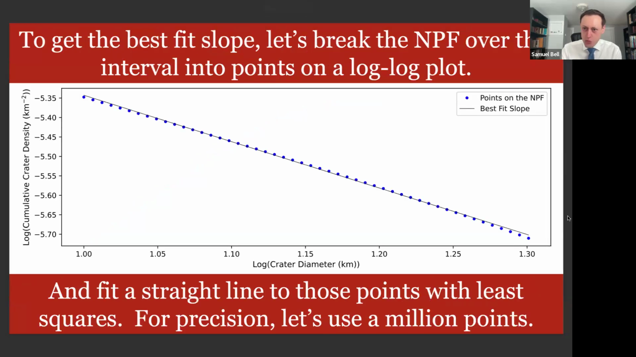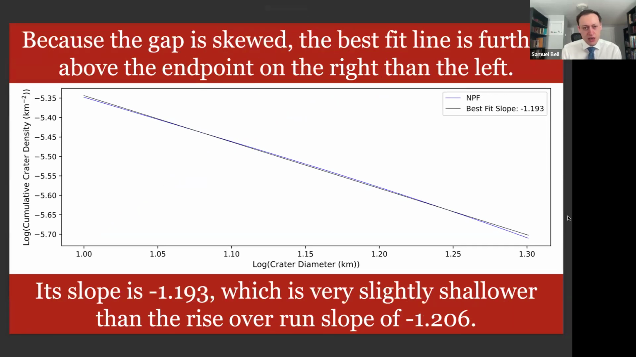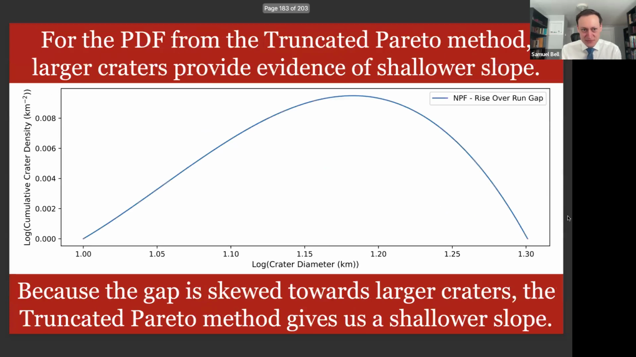To get the best fit slope, let's break the NPF over this interval into points on a log-log plot and fit a straight line to those points with least squares. And for precision, let's use 1,000,000 points. Because the gap is skewed, the best fit line is further above the endpoint on the right than the left. Its slope is negative 1.93, which is very slightly shallower than the rise over run slope of negative 1.206.